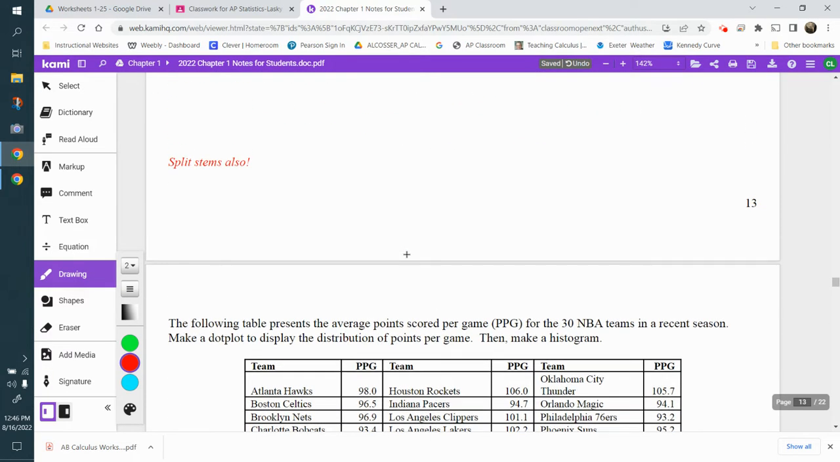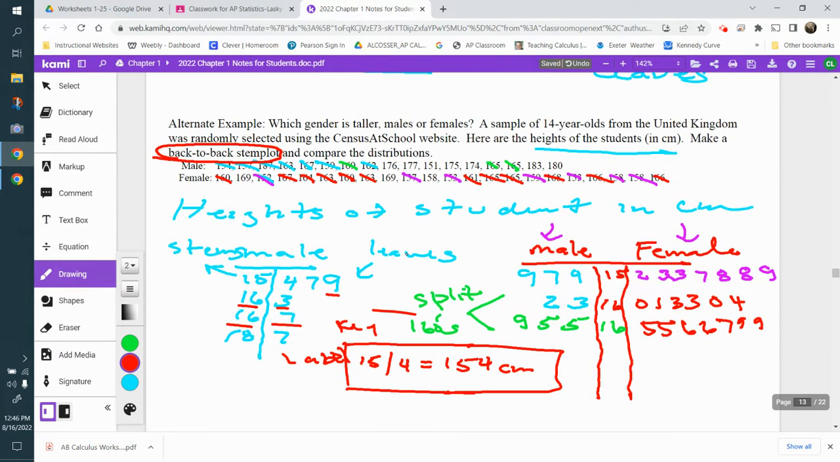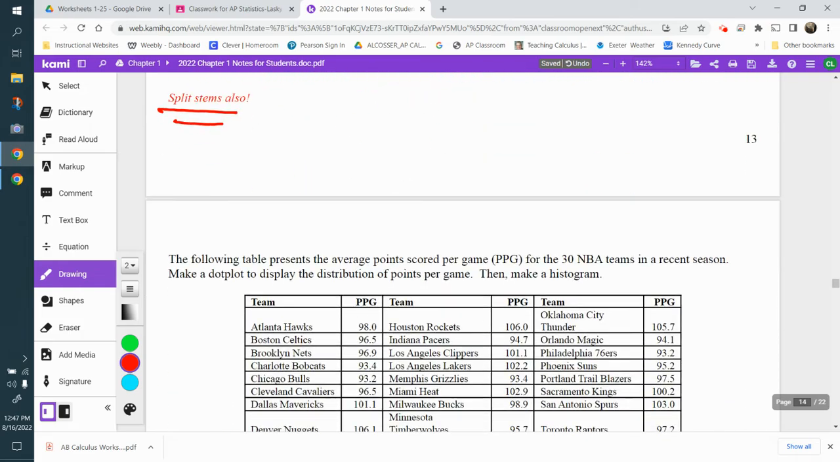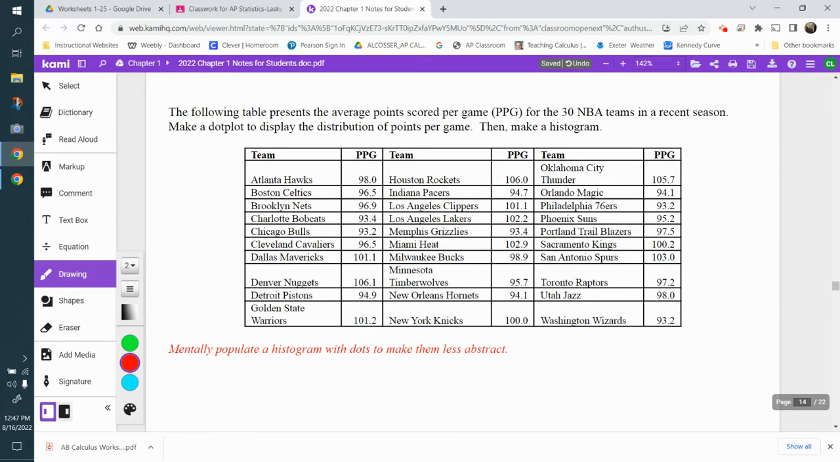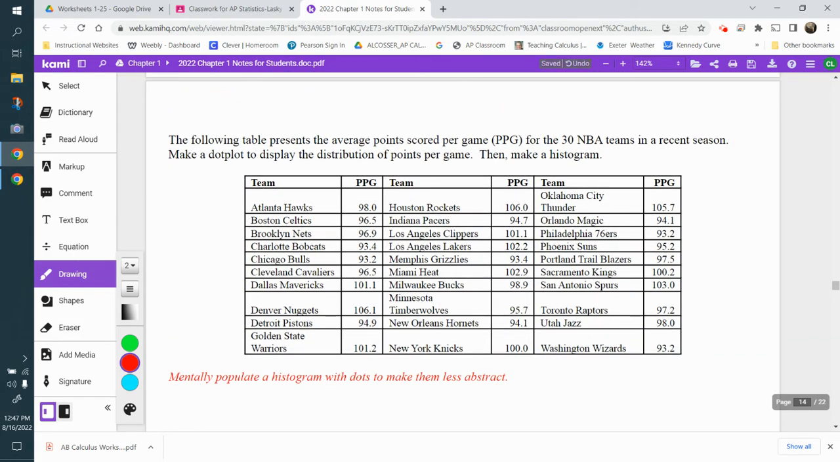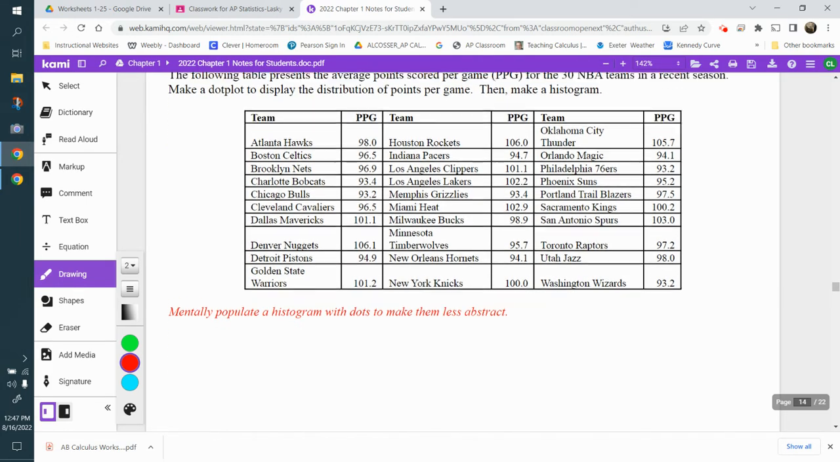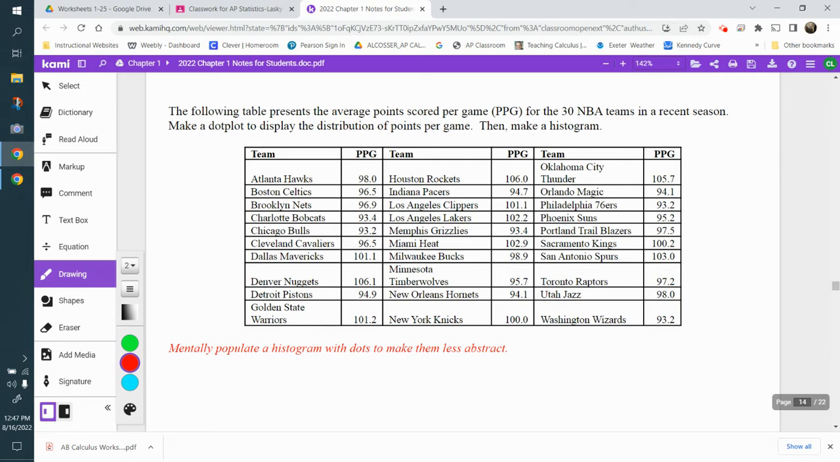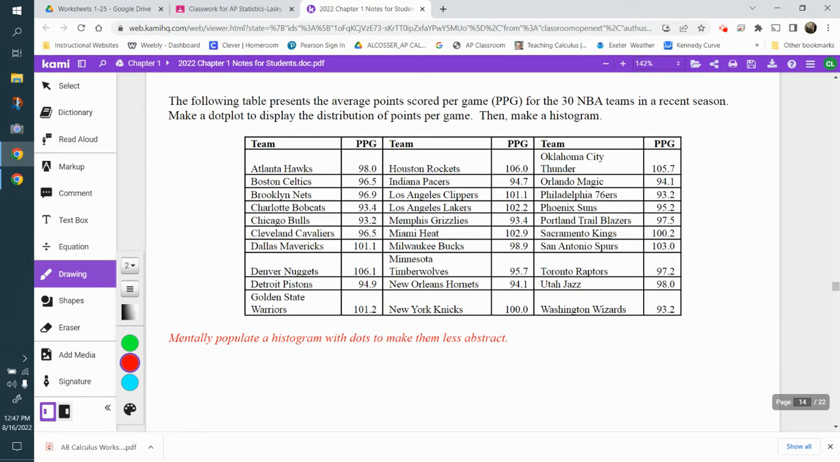All right. We talked about split stems. The split stems are what I talked about right here when I did the 160s. That's a split stem. We take the stem and we split it. So we go 0 to 5 and then from 5 to 9. All right. A lot of this stuff we may do in class on Thursday, especially with the histograms, because it's calculator driven.